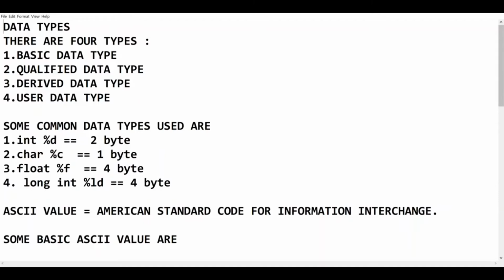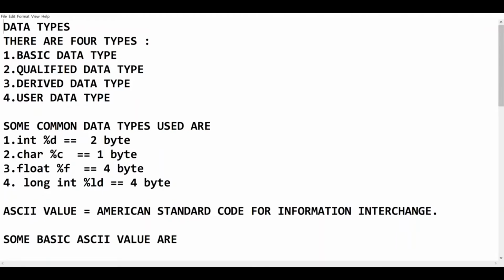There are four types of data types: basic data type, qualified data type, derived data type and user data type. Among them, we use some common data types. That is int, which is denoted by %d and which requires 2 bytes in the memory block. Next is character, which is denoted by %c, which acquires 1 byte in the memory block.